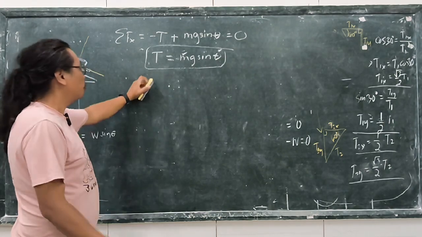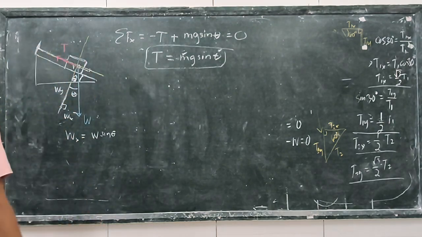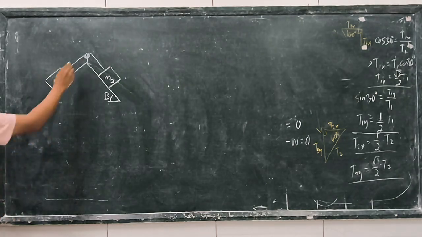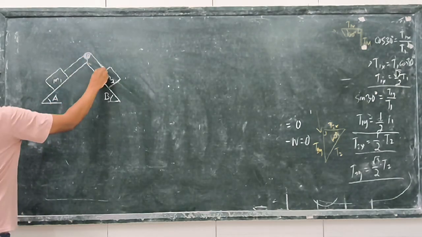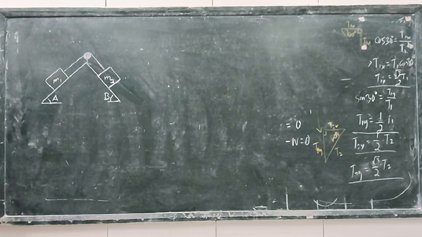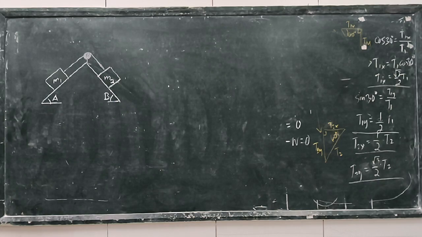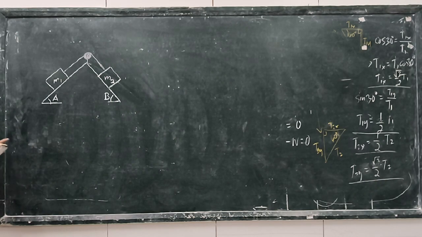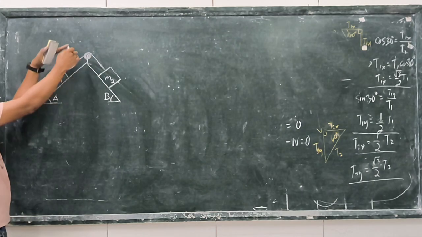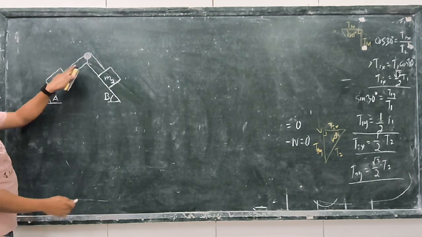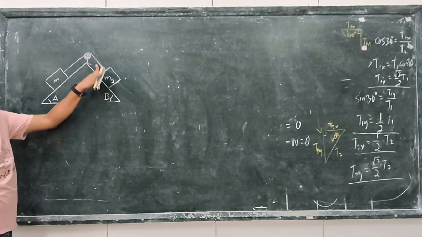Now, let's go to a much more interesting problem. Now, let's analyze the system. This is a pulley here. Now, let's assume that there's no friction in the pulley, so that since this is connected by a single string, then the tension of this string and the tension of that string must be the same.